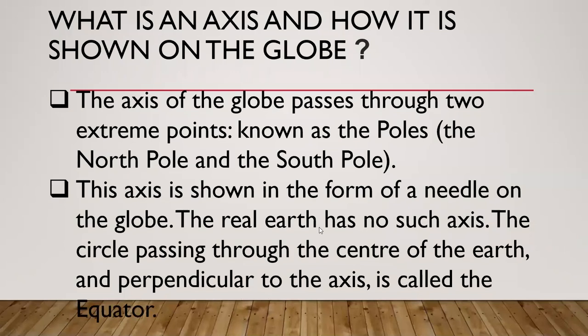So the real Earth has no such axis. The same thing which we have been discussing. No such thing exists. Earth has no lines and no axis. But it is us humans who have made them for our convenience, because we want to find directions, so we need these things on our globe. The circle passing through the center of the earth and perpendicular to the axis is called the equator.